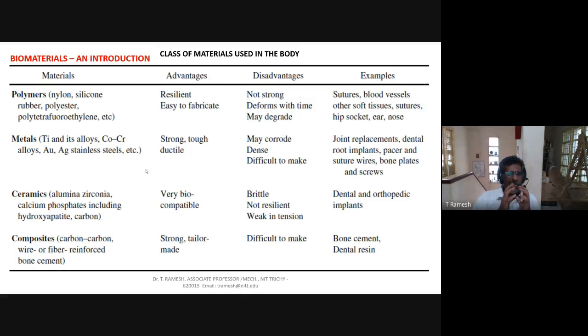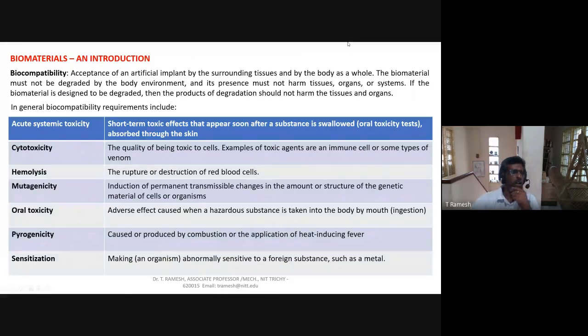Now it is well understood that instead of metals, if you use a composite as the material, tailor-made properties can be achieved, and the very important limitation of stress shielding is completely avoided if you use composites instead of metals.